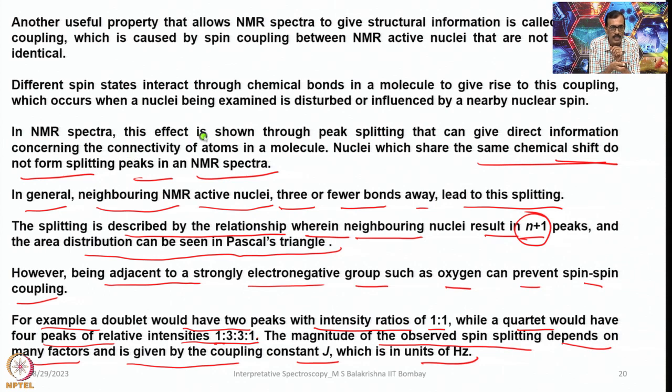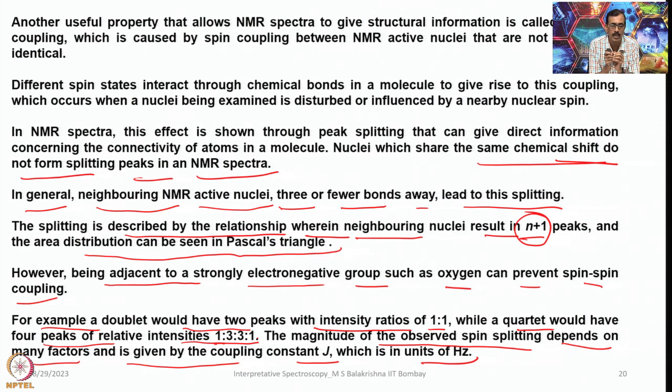In NMR spectra, this effect is shown through peak splitting that can give direct information concerning the connectivity of atoms in a molecule. Not only that, it can also precisely tell you how many equivalent protons are there on the adjacent carbon atom. Nuclei which share the same chemical shift do not form splitting peaks in an NMR spectrum. This is very, very important. In general, neighboring NMR active nuclei three or fewer bonds away lead to this coupling.